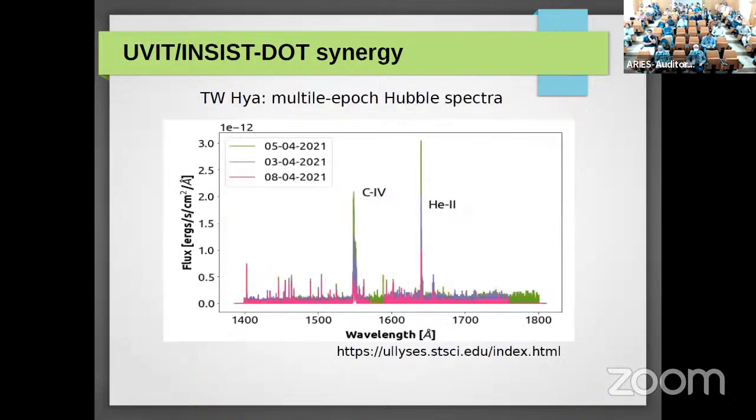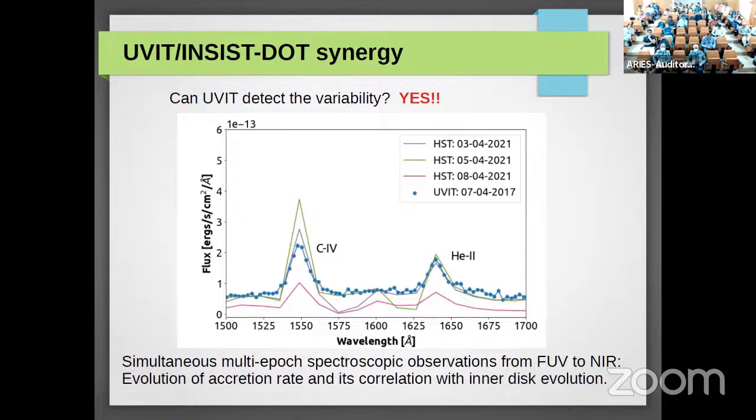For that, what we have done is that we have gone to the HST database, where TW Hydra has been extensively studied, and here I just showed you the 3 epochs of observation, almost 1 day gap between them. This is a high resolution spectrum. If you degrade it to UVIT resolution, these solid lines are the different dates of the HST observation, and you do see that this nicely matches with the UVIT one. So from here I can say that yes, we can actually study the variability of the T Tauri stars, or the variability in the accretion of T Tauri stars, with UVIT.